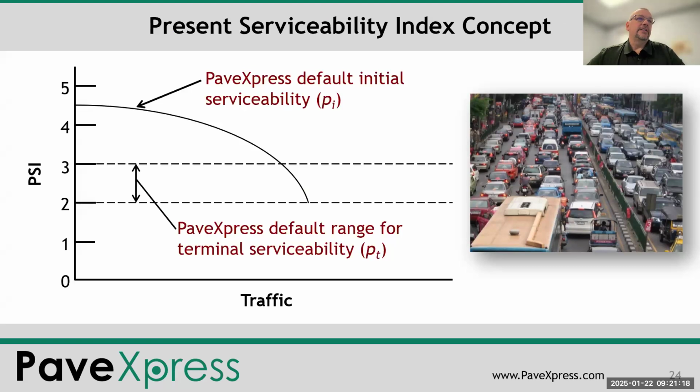This is just looking at serviceability. And as I said, the PaveXpress default range for terminal serviceability is typically between 2 and 3. And initial default serviceability is usually 4.5. Basically, nothing's ever constructed to be perfect, but it's close. It'd be like a PACER rating of 9, I guess, instead of 10.